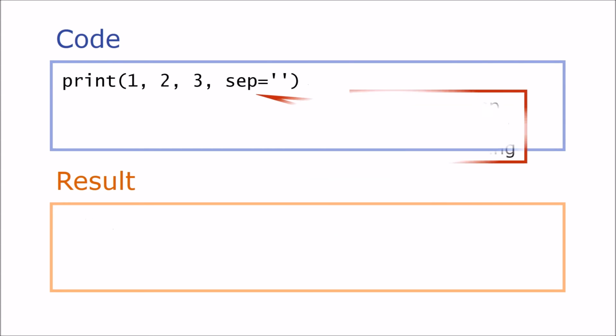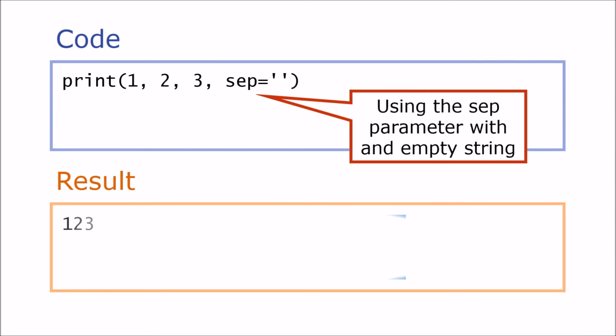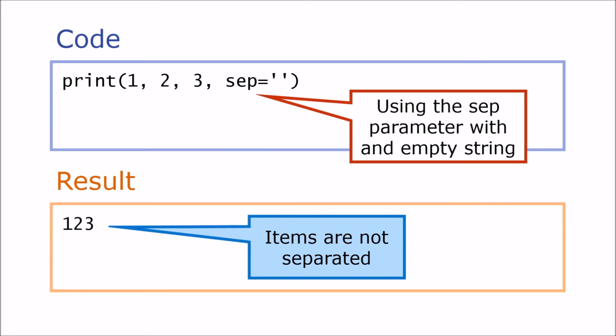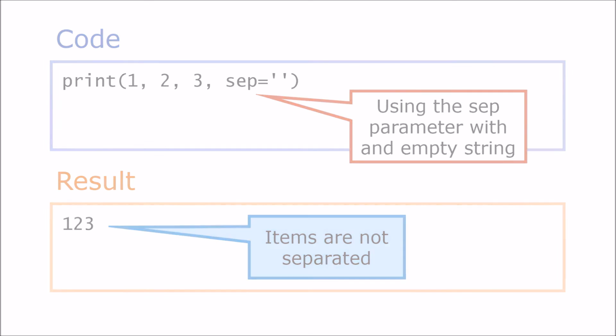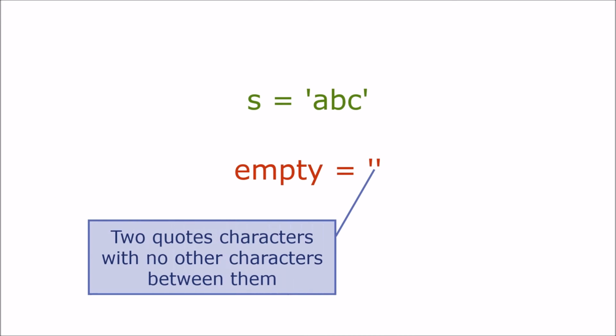If you use an empty string for the separator, the items will not be separated, they will be printed right next to each other. An empty string is created using 2 quote characters with no other characters between them.